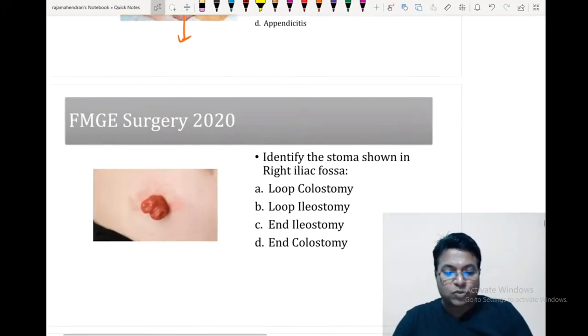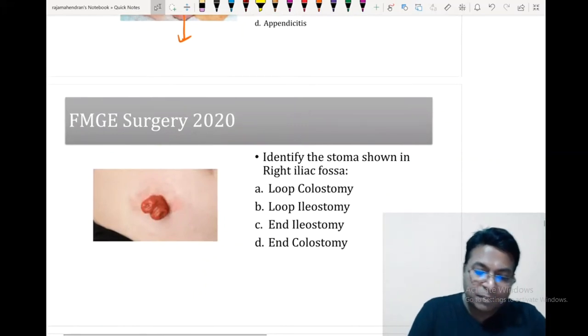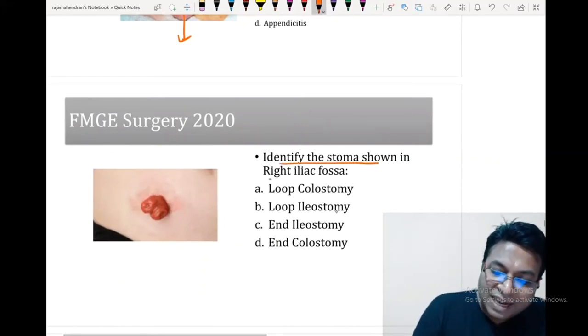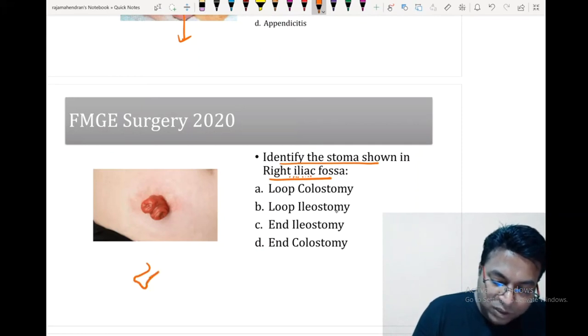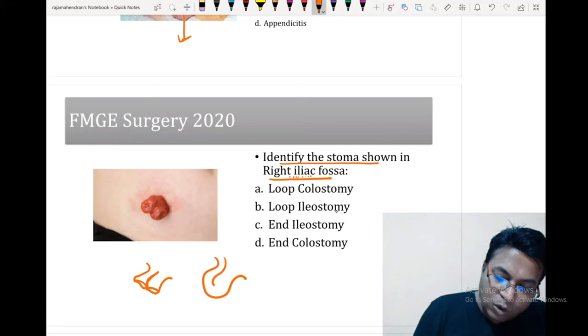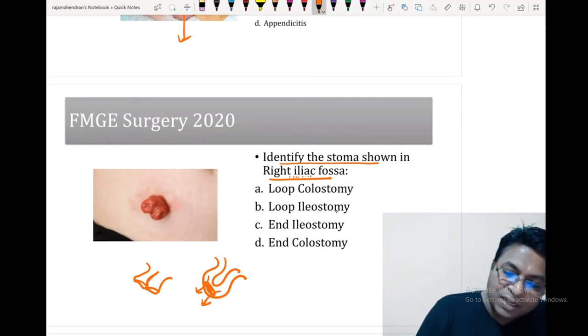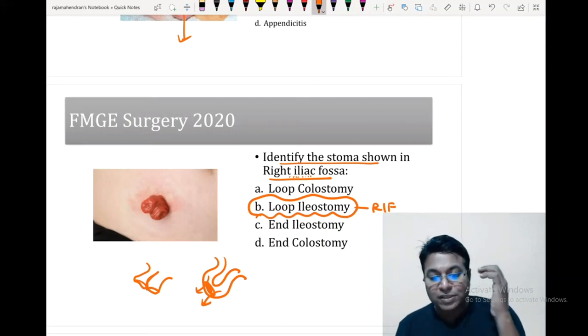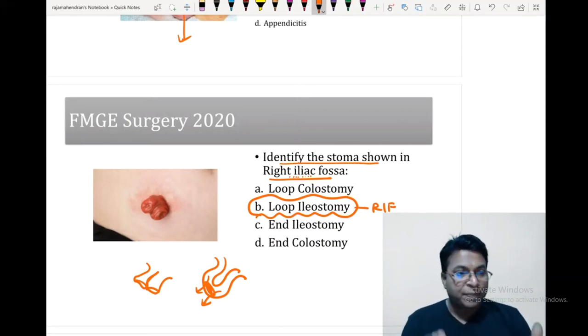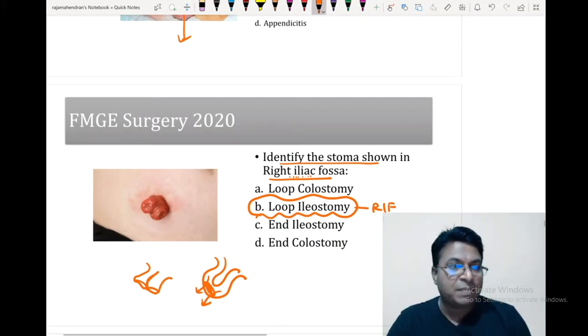Okay. So this is what I told you. I told you the stomas may be asked in the exam. Now you can see the stoma shown in the right iliac fossa. There are two openings here, this is one opening and this is another opening. This is a type of stoma which is nothing but a loop stoma. When the loop is kept like this, this opening and this opening will be seen. So this is a loop ileostomy seen in the right iliac fossa. If it were in the left iliac fossa, I would have told it is a loop colostomy, but it is in the right iliac fossa. So I am telling you this is a loop ileostomy shown here.